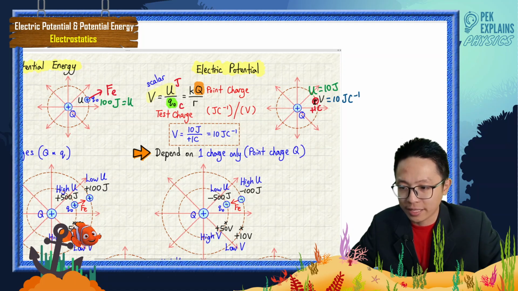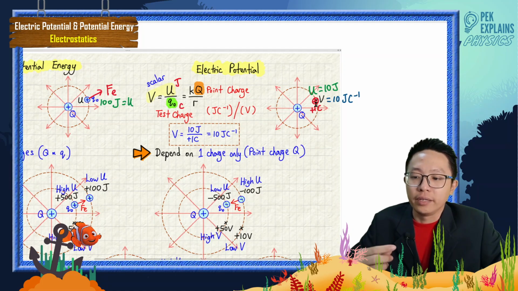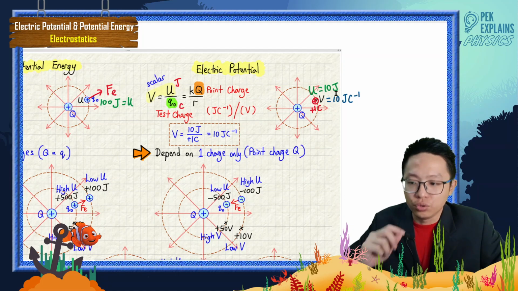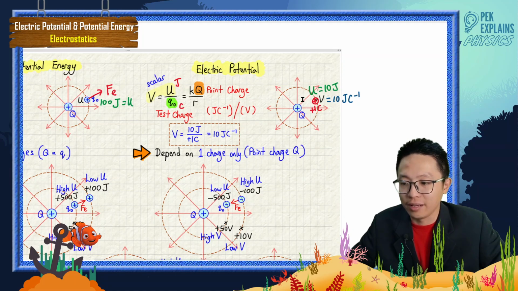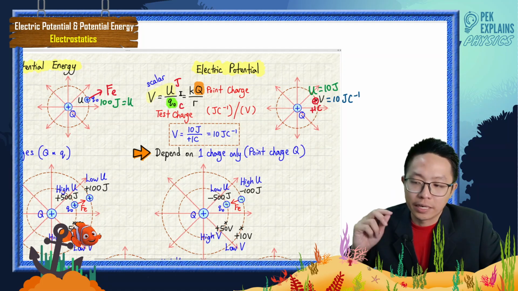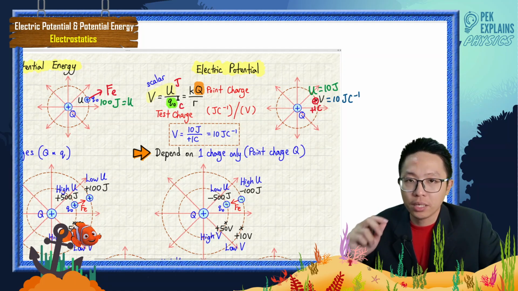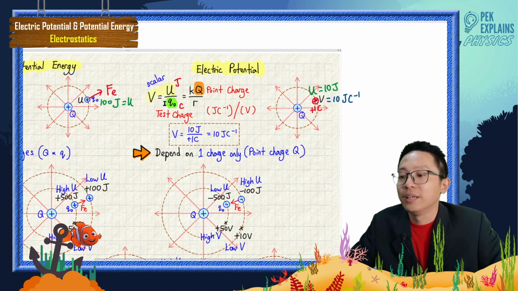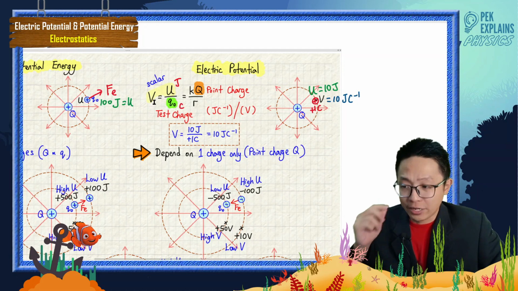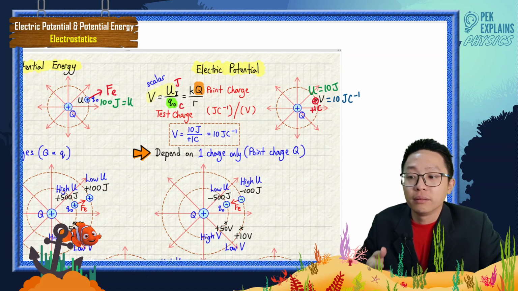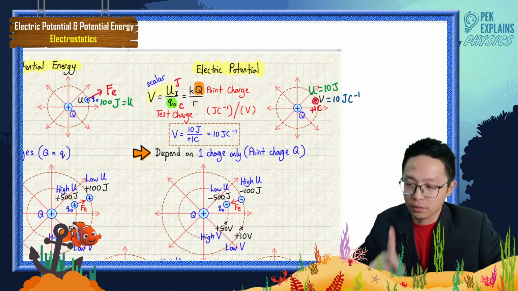That means if I have a test charge of positive 1 coulomb, this positive 1 coulomb will possess an electric potential energy of 10 joule. Understand that? Of 10 joule. That is what is meant by 10 joule per coulomb. So electric potential is electric potential energy per unit positive test charge, or we can say per unit positive 1 coulomb. So electric potential is actually the same as electric potential energy, but for only positive 1 coulomb.